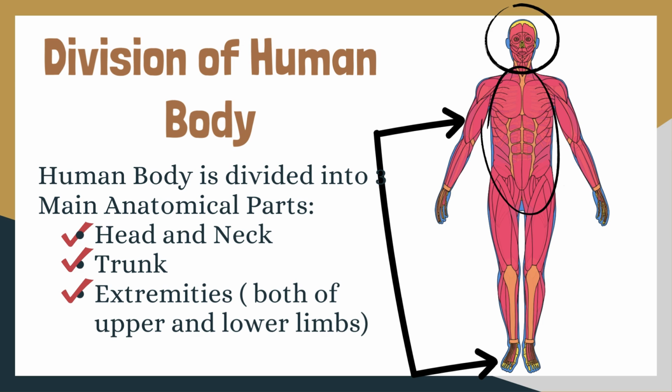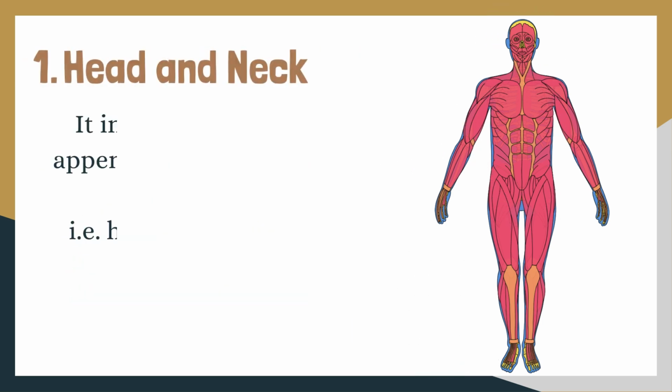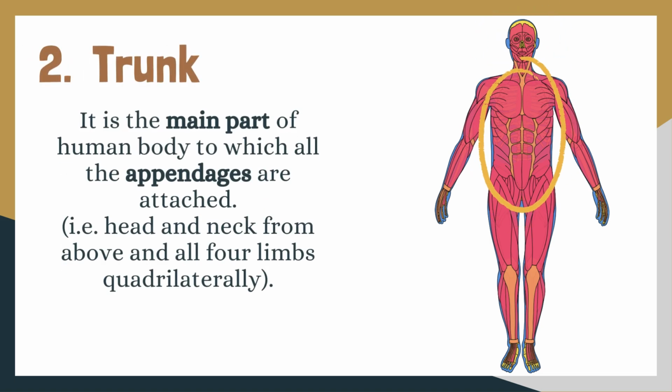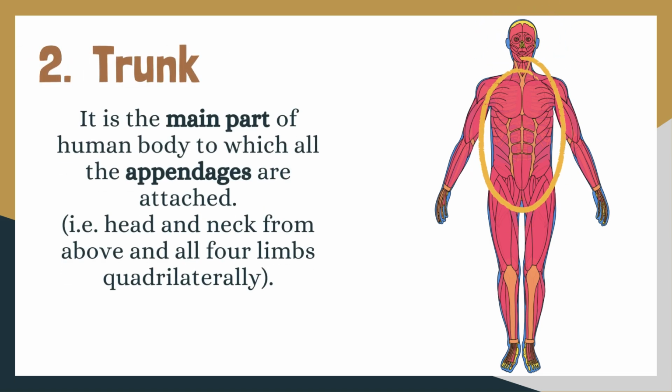Extremities include both upper and lower limbs. Head and neck include the upper appendage of the human body. Trunk is the main part of the human body, to which all the appendages are attached, that is, the head and neck from above, and all four limbs quadrilaterally.